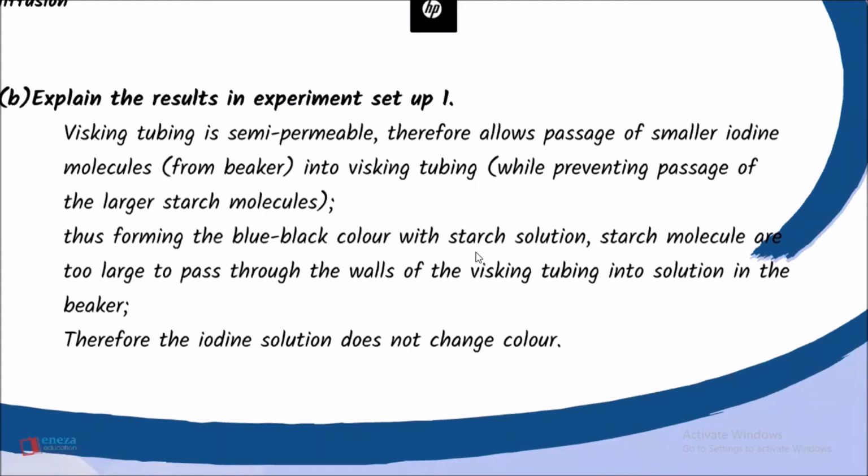Remember, semi-permeability only allows the small particles to move and not the large particles. When we compare starch solution and iodine solution, we get to see that iodine solution has small molecules compared to starch solution, which has big molecules. Therefore, the iodine solution will be the one moving and the starch solution will remain constant. So when the iodine solution moves, it means the color of the starch solution will change to blue-black.